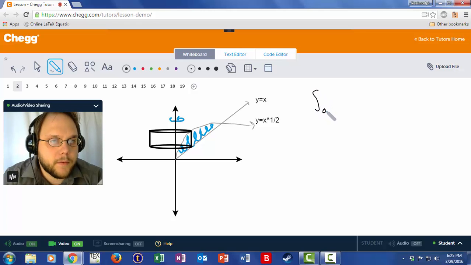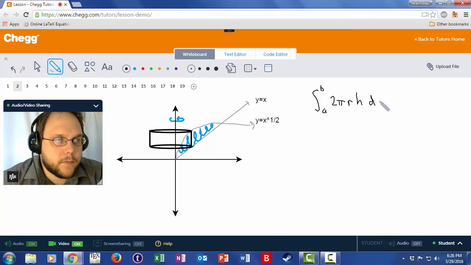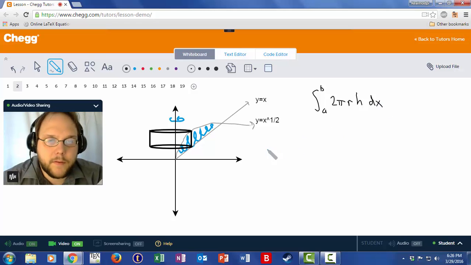Our formula for integrating with cylindrical cross sections is the integral from a to b of 2 pi r h dx or dy. Now we're taking these cross sections, they're coming straight down, so they're perpendicular to the x-axis. So we want to integrate with respect to x. They start at x equals 0 and go all the way over to x equals 1. So our a and b are 0 and 1.